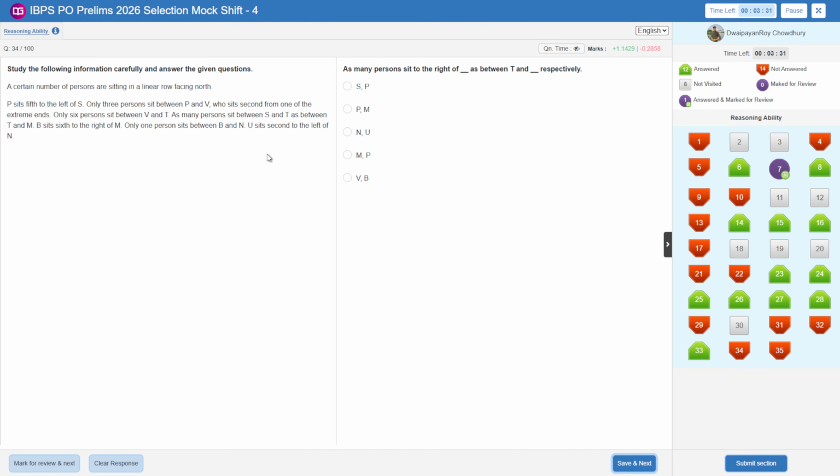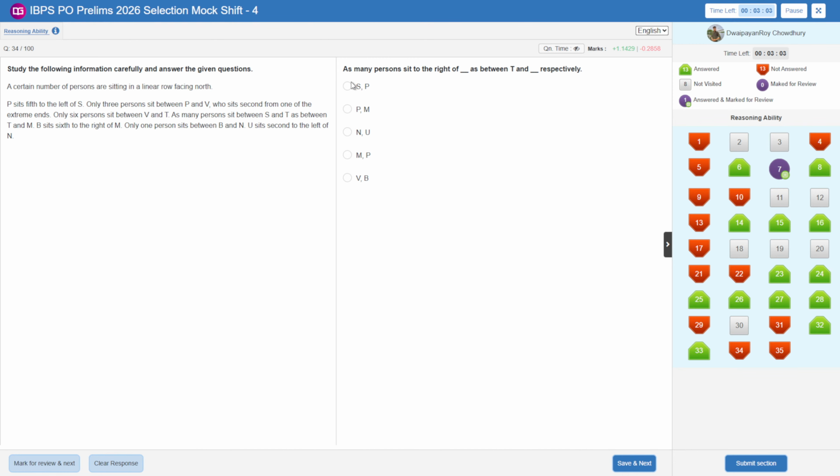Okay, M, U was third from the right. So it was 17. Which question? 30 to right. 17. As many percent between T and dash, right of whom? Right of P is 3, 5. P and T and M, 5, no.